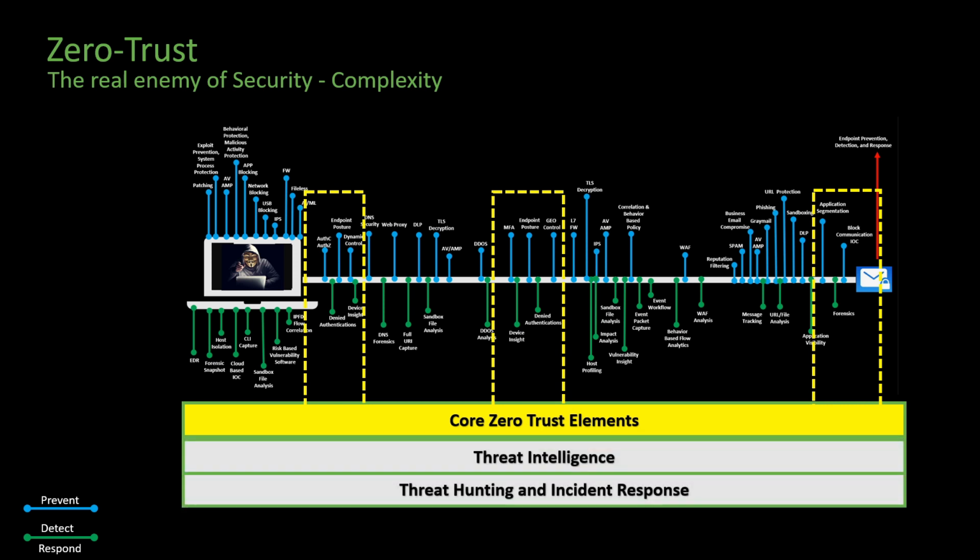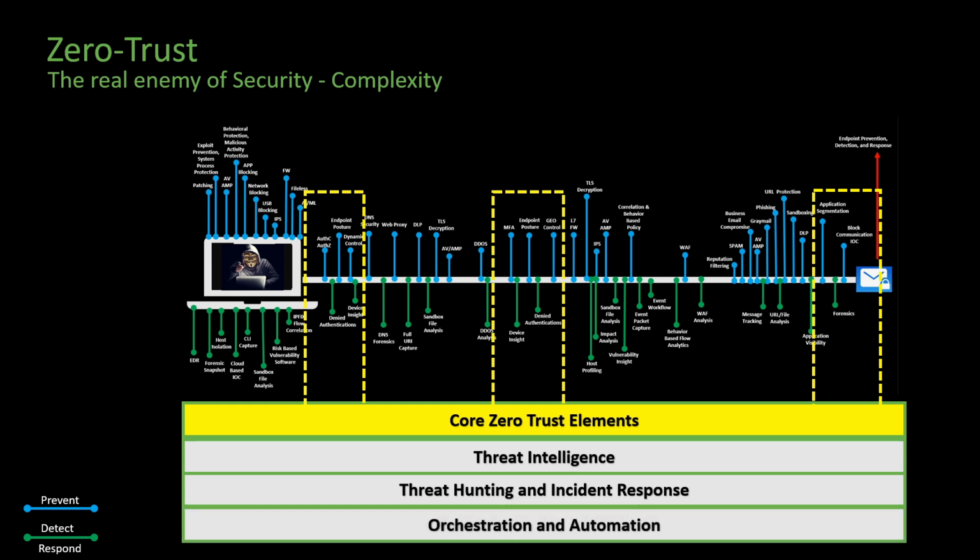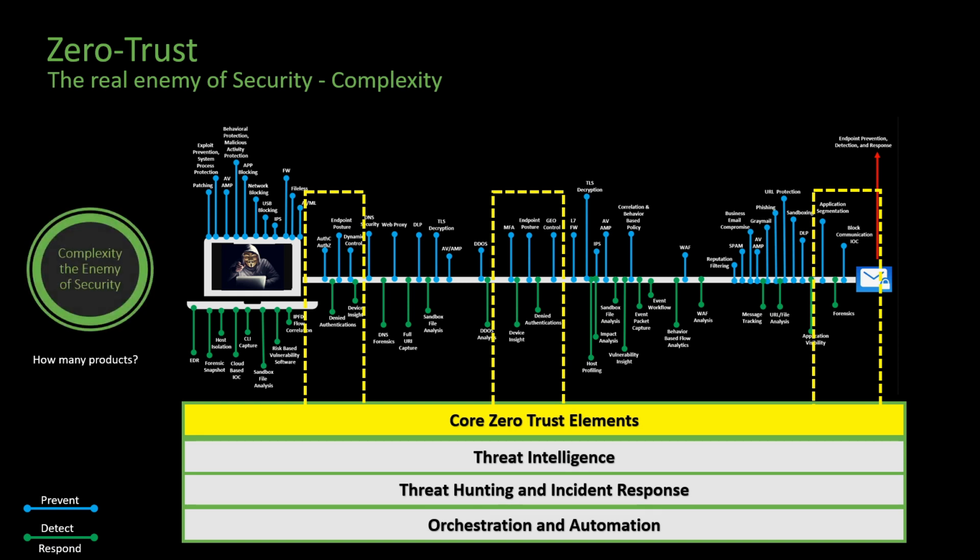And then you've got the whole thing around threat intelligence, and then threat hunting and incident response. You've got to consider these in all of this. And then orchestration and automation, because complexity is the enemy of security. So we've got the three core elements that drive zero trust. But how many products? What about cloud? What about remote users? What about DC services? So, data center services, right?